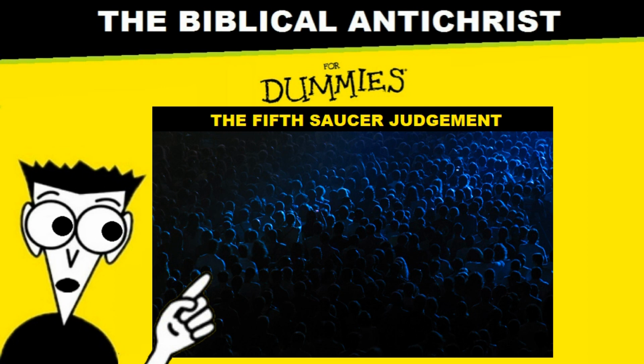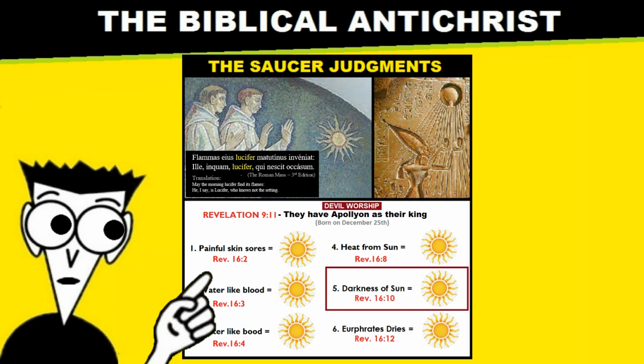The fifth saucer judgment is the plague of darkness, on the Antichrist. As noted in earlier videos, the deity of the Antichrist is said to be Apollyon, or Apollo, the Roman sun god, born on December 25th, in Revelation chapter 9 verse 11.